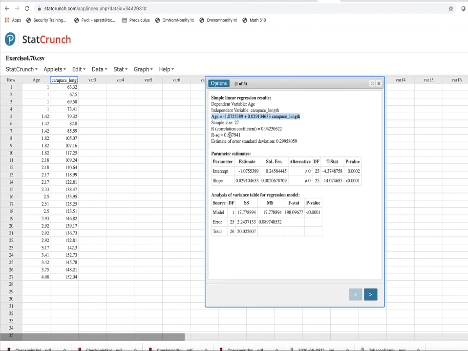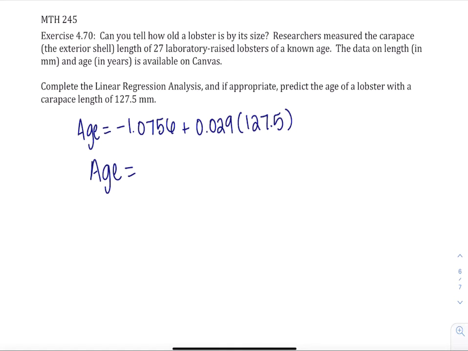Finally, if we wanted to make a prediction for a lobster with a carapace length of 127.5 millimeters, then we need to substitute that 127.5 into the equation. Here you can see where I took that equation, rounded to 3 decimal places, and replaced the length with the given length. And that tells me that I can predict the age of this lobster to be about 2.62 years old.